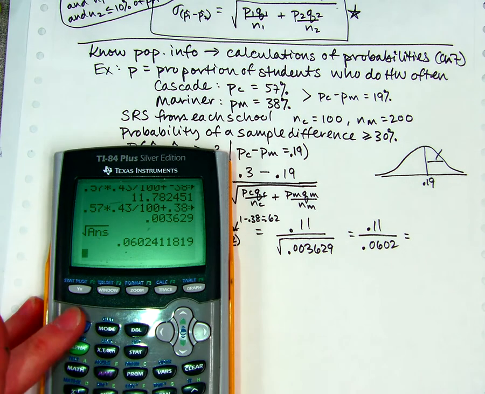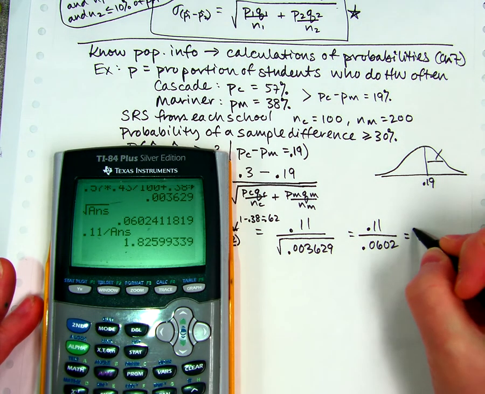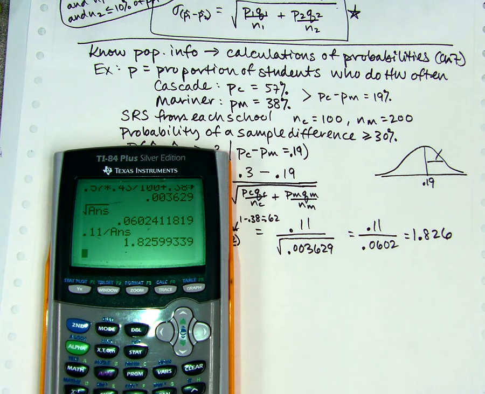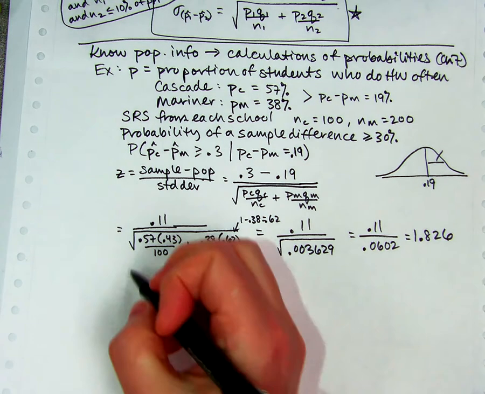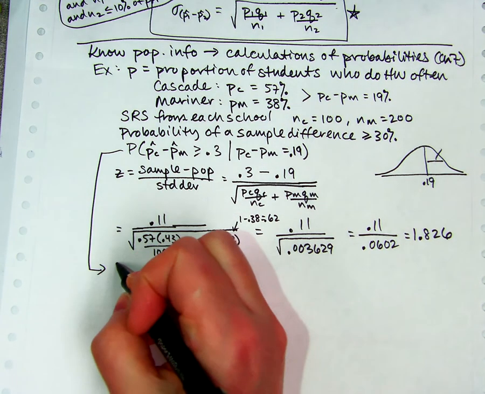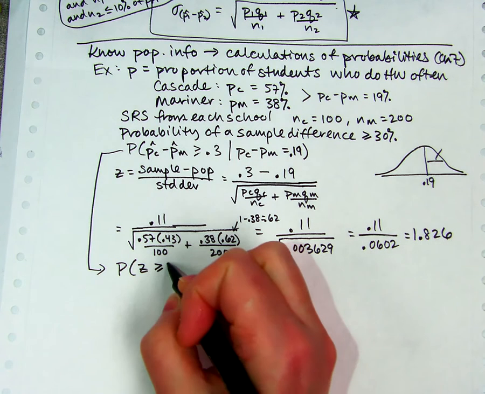0.0602, and then when you divide 0.11 divided by that, you get 1.826, round it to 1.82. That's my z-score. Great, I found a z-score, hurrah. Now I need to find the probability. So this probability here is the same as the probability that z is greater than or equal to this number.